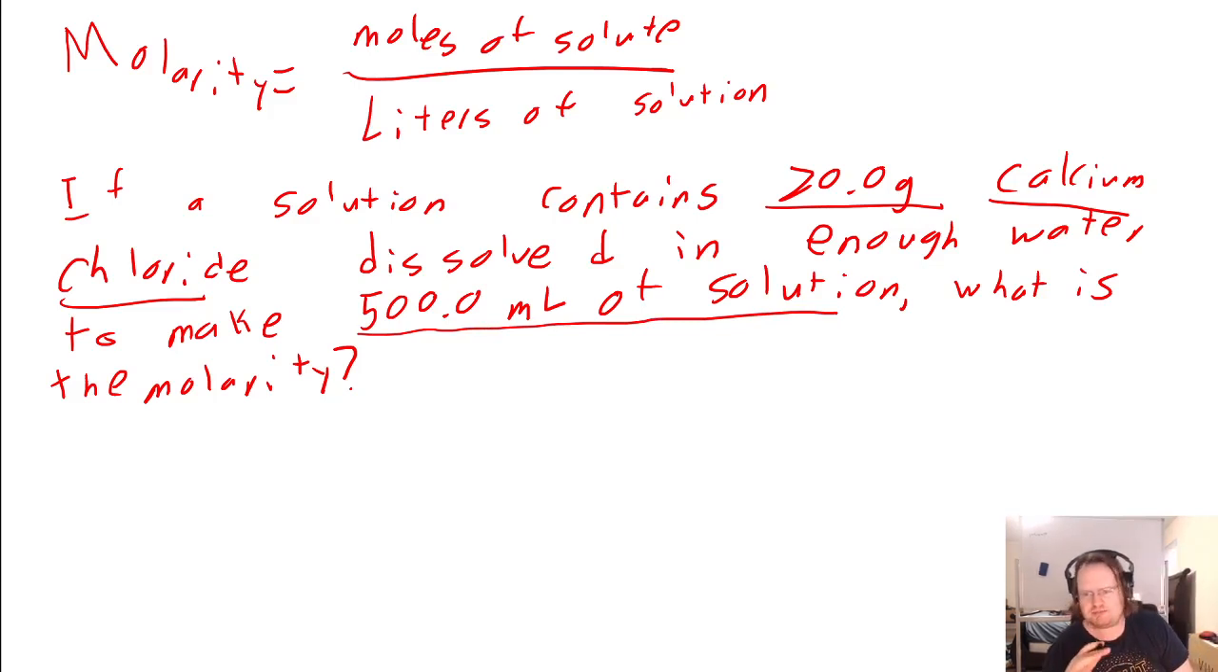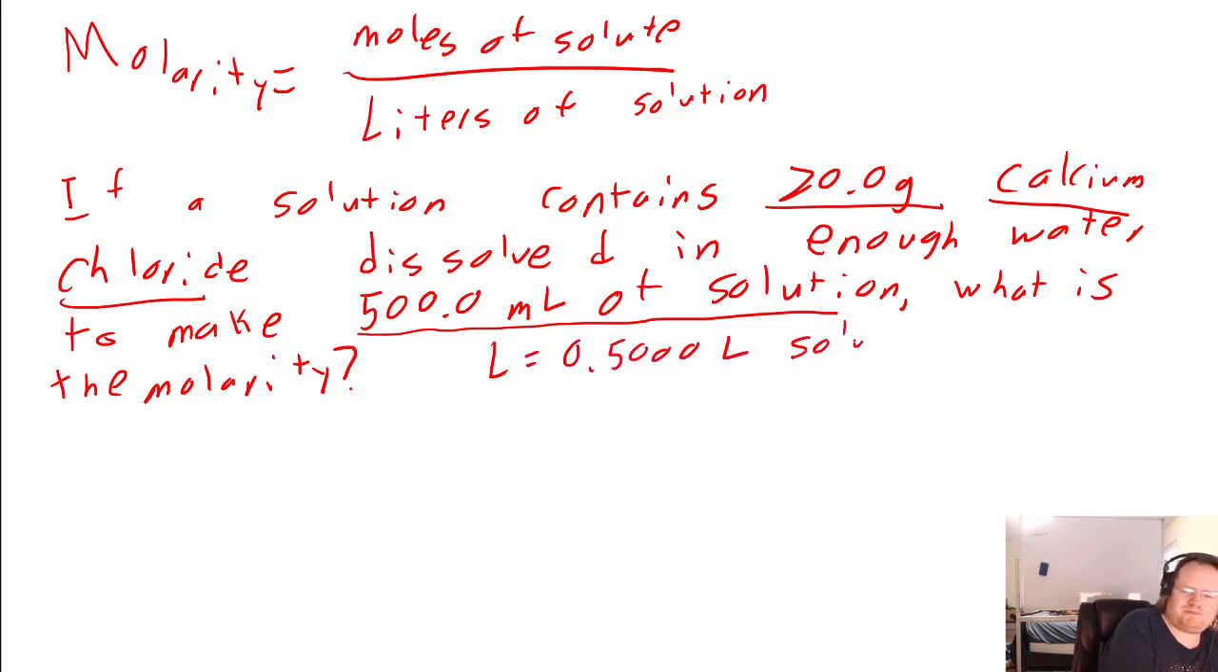So for solution, that's the easier unit to convert. We just have to go from milliliters to liters. Remember to divide by 1,000 for that. So our denominator, we already know that our liters is going to be 0.5000 liters of solution. We've got to do some work on the solute. The solute is 20 grams of calcium chloride.